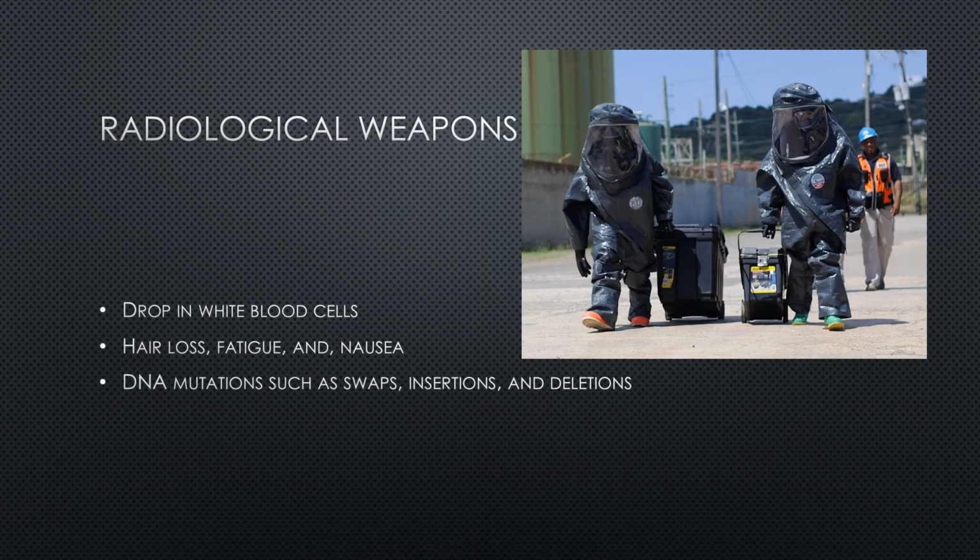Next, I will be going over radiological weapons. The first physical effects come after low exposure to radiation, which will cause a drop in a person's white blood cells, which will begin to affect a person's immune system. With medium radiation exposure, nausea, fatigue, and hair loss will begin to set in. With any exposure over 500 rem, any patient will die within 60 days without treatment.